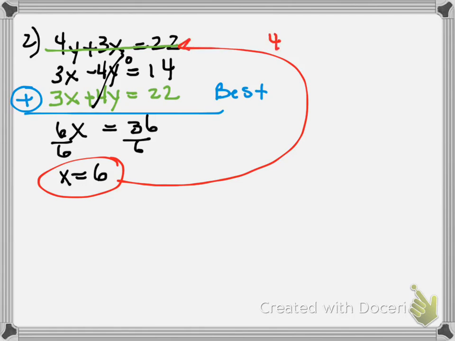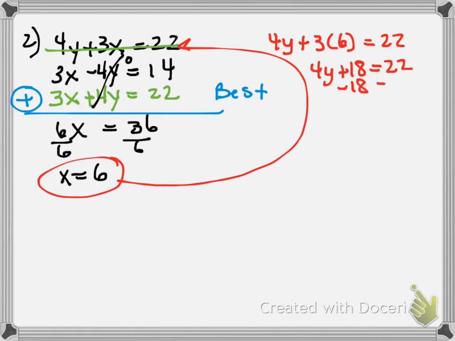And I get 4y plus 3 times the x value 6 equals 22. So I get 4y plus 18 equals 22. I subtract 18 from both sides, and I get 4y equals 4. Divide by 4, and I get y equals 1. So right now, it looks like my solution is 6, 1.